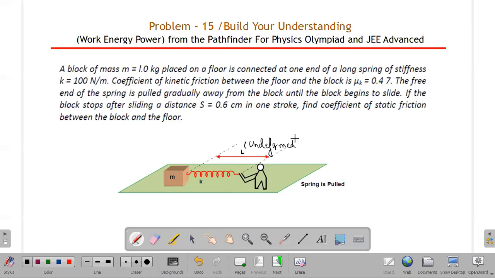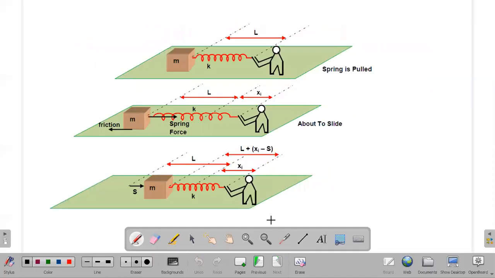That is, at this point there is no deformation in the spring. But the question is saying that the spring is pulled gradually away from the block until the block begins to slide. So that is my step number one. That means initially the spring was undeformed, but as per the question, the spring is pulled away. So I assume that xi is the initial deformation in the spring.